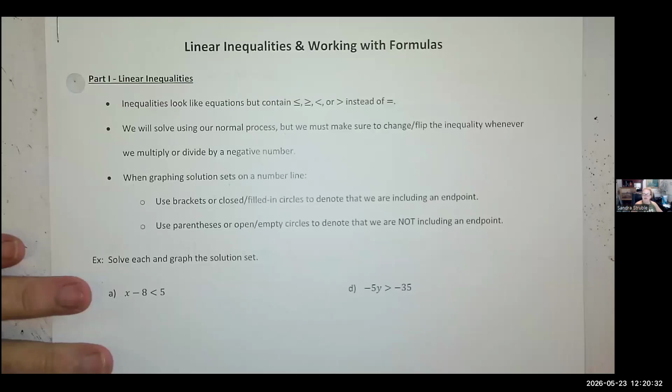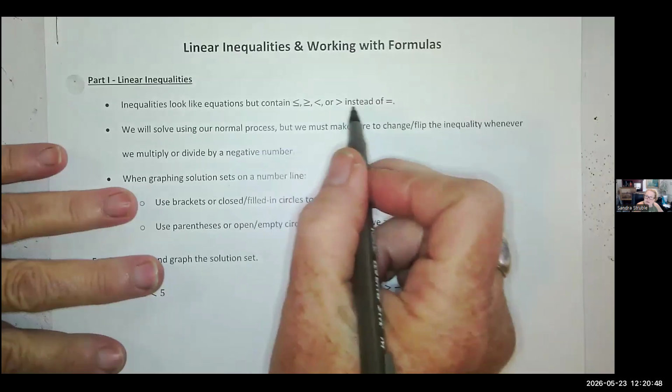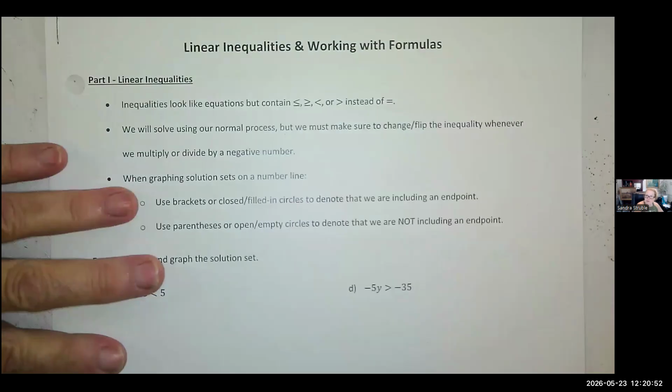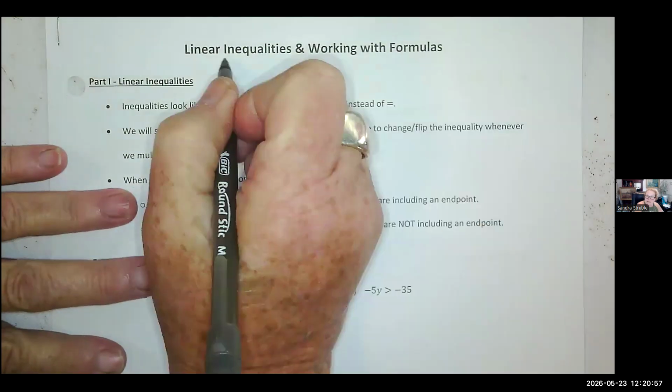Hey, y'all, let's cover linear inequalities and working with formulas. Part one of this is the inequalities. Inequalities just look like these little symbols given here. Instead of just using an equal sign, you'll have these. I'm going to start with this one, which is less than.